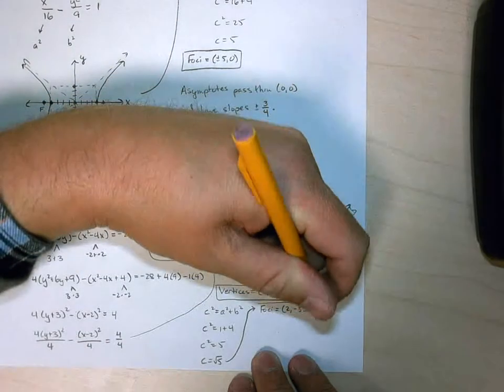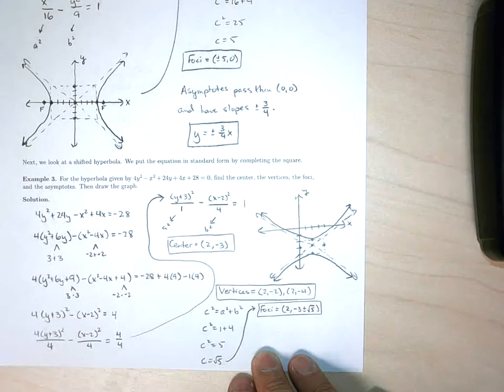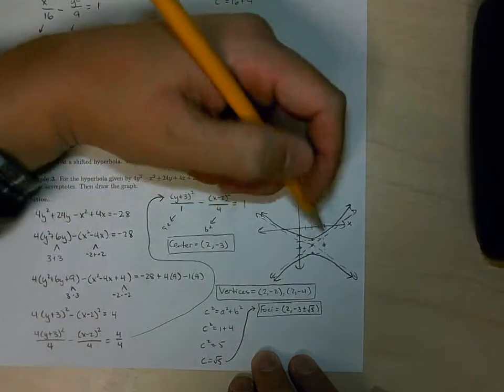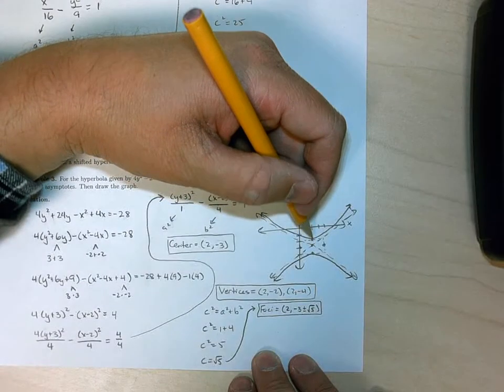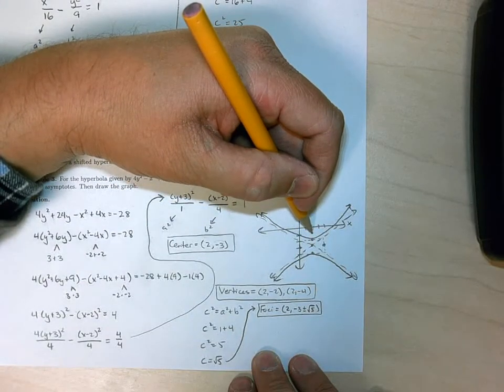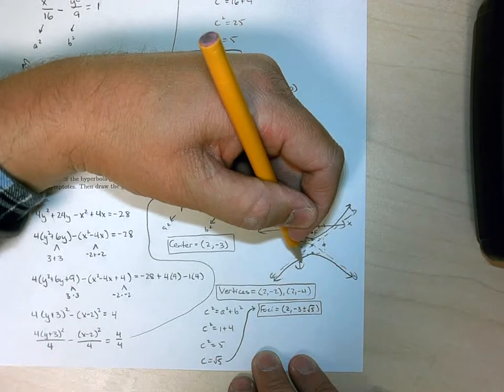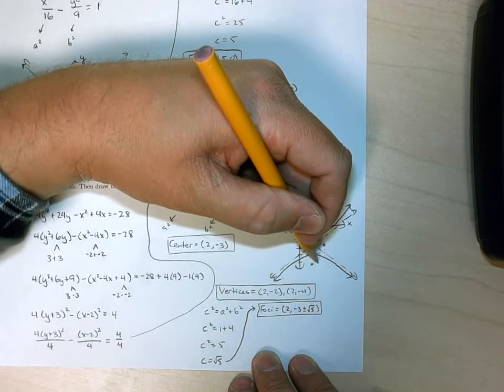To sketch these, square root of 5 is about 2.2. So from the center, I'll go up by 2.2-ish. And from the center, I'll go down by 2.2-ish.